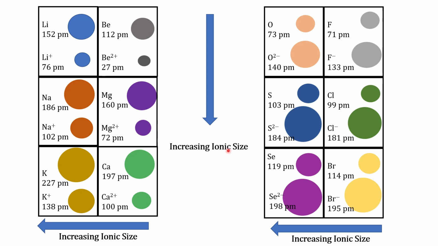So to summarize, our trend is right to left, we're going to increase in ionic size, and top to bottom, we're going to increase in ionic size. Keep in mind that an ionic radius is not the same thing as an atomic radius. However, putting those together, like we saw in our table, can help inform you in terms of why things are bigger or smaller.